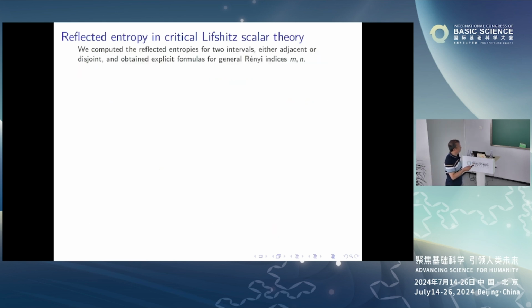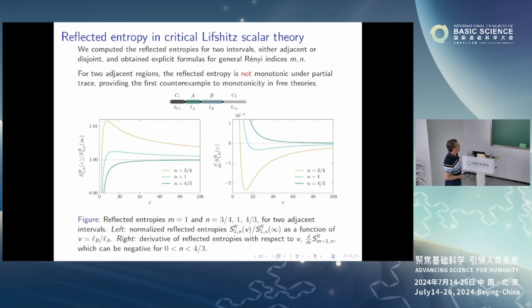We computed the entropy for two intervals, either adjacent or disjoint, and we obtained an explicit formula for general Rényi index. So this is the result. Now we consider the two adjacent regions A and B, and its complement. And we found that the entropy is not monotonic under partial trace, providing the first counterexample to monotonicity in a free theory. We see that in this right figure.